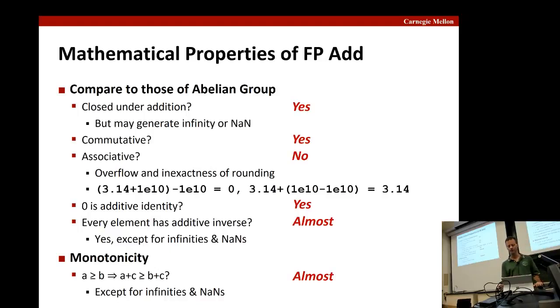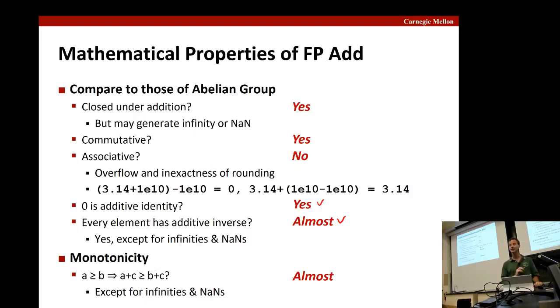Again, you can check for yourself if that's true. Is 0 the additive identity? If we add any floating point number and 0, do we get back the floating point number? The answer is yes. So that one's good. Okay. Does every element have an additive inverse? So for every element, is there a minus of that element such that when we add them together, you get 0? Again, that's almost true. The only issues are with infinity, negative infinity, plus infinity, and the non numbers. So as long as you're staying out of that range, we're good there as well.